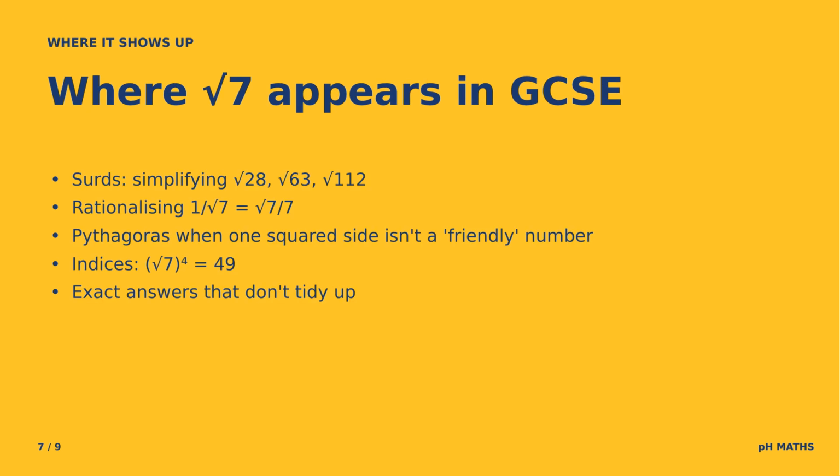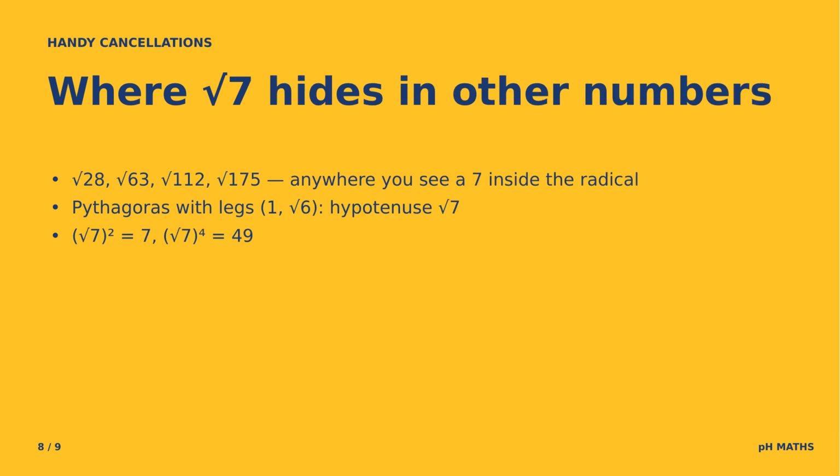Where root 7 shows up in your exam: simplifying surds like root 28, root 63, root 112, root 175; rationalizing 1 over root 7 into root 7 over 7; Pythagoras problems where the squared sides don't tidy up and the answer is genuinely a surd; indices, root 7 to the 4th equals 49; and surd answers that don't simplify any further than root 7.